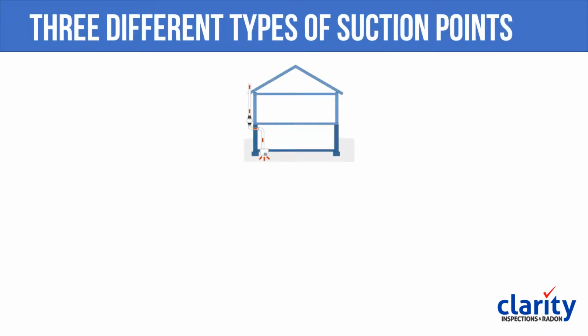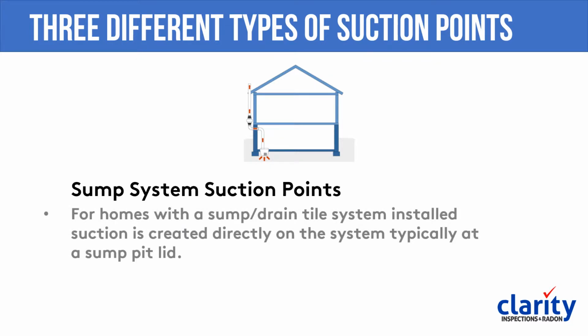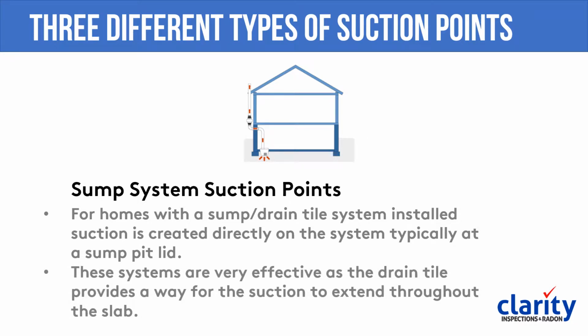Another type of suction point, as alluded to there, is a suction point on a sump system. For homes with the sump pump and drain tile system installed, suction is created directly on that system, typically at the sump pit lid. And these systems are really very effective, as the drain tile around the perimeter of the home provides a way for the suction to extend really well throughout the slab. So these systems perform very well.